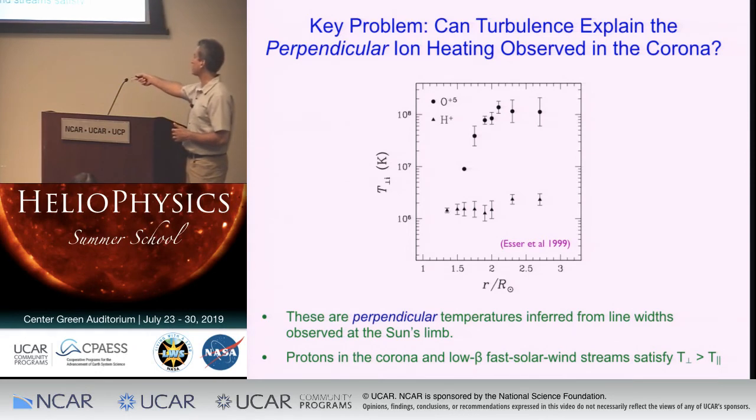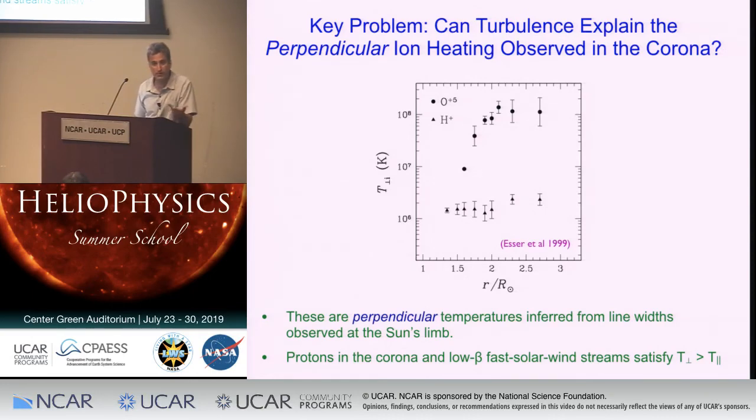And what we see in the corona and the low-beta fast solar wind further out in situ is that T perp is often bigger than T parallel, and substantially so for the oxygen ions. That indicates that whatever's heating these particles is doing so via perpendicular heating. Now, I was just describing one perpendicular heating mechanism a few minutes ago, cyclotron heating by parallel-propagating high-frequency cyclotron waves. That was what people thought for many years was giving rise to these types of temperatures.